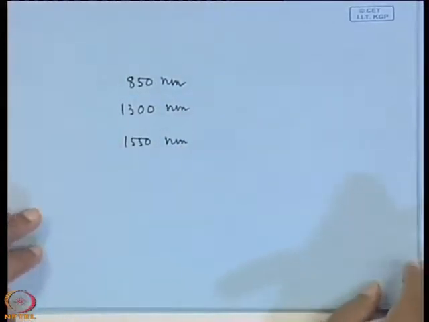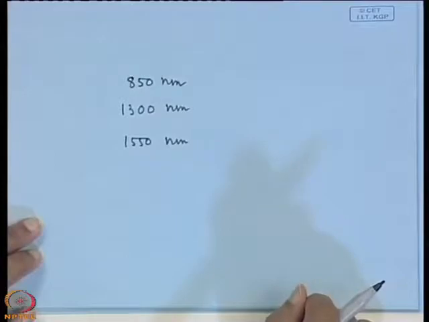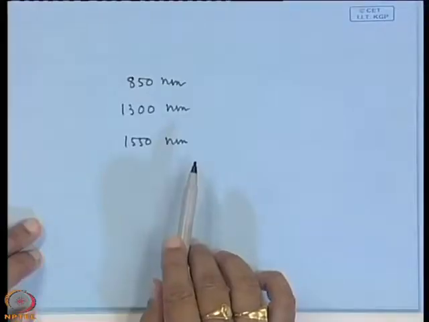When you talk about window, what is window basically? Window is nothing but where the loss is less, dispersion is less. Low loss, dispersion less fiber at these 3 wavelengths of light. Low loss, dispersion less condition can be achieved using these 3 sources of light.